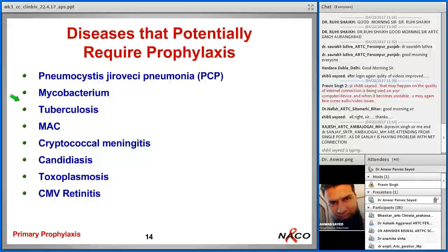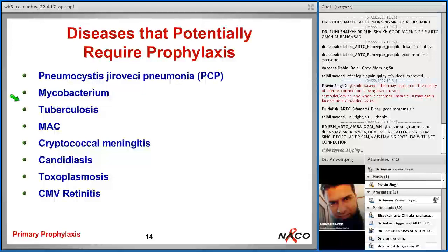Then diseases that potentially require prophylaxis, PCP is definitely one of them. Then Mycobacterium TB, we give INH prophylaxis. We'll talk about it in the next OI session. Then MAC, there is again a controversy here in the national program. In adults, you don't recommend MAC prophylaxis.